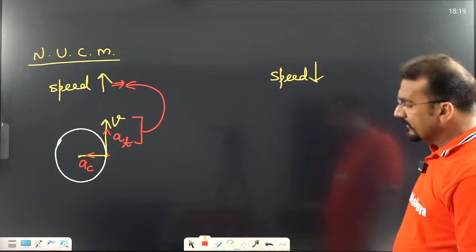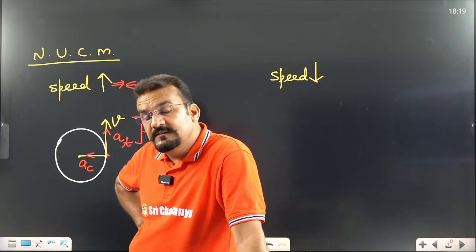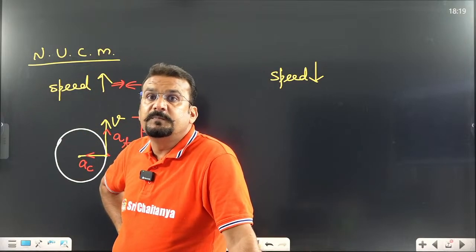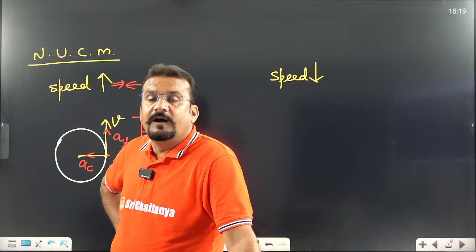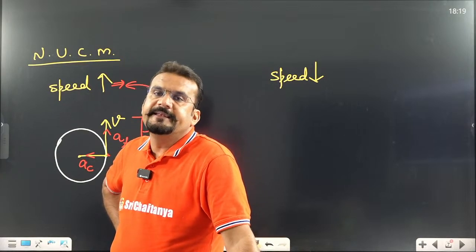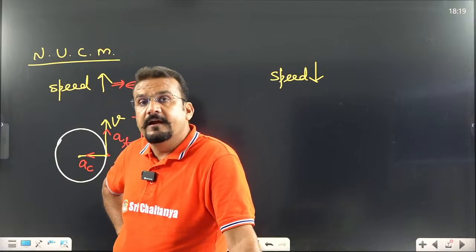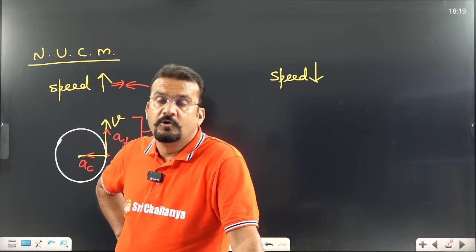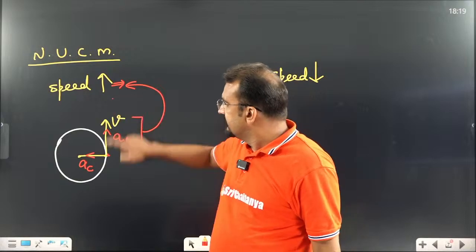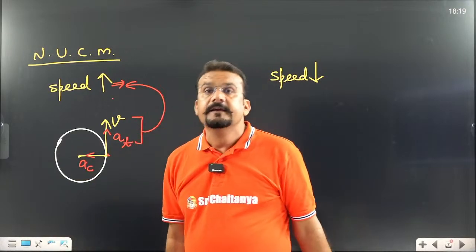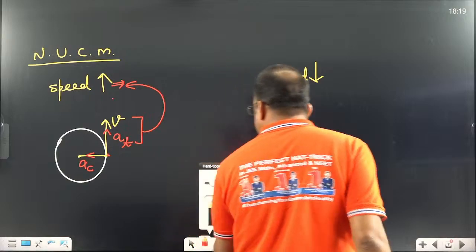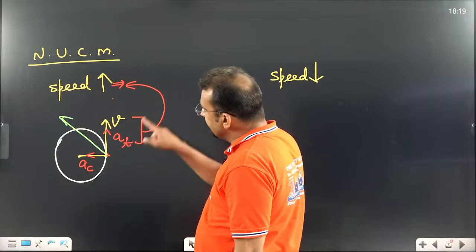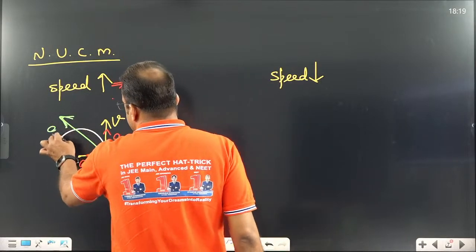Yes or no? So what type of question is asked in your exam? Whenever speed increases, what is the angle of net acceleration with velocity, whether it is an acute angle or an obtuse angle? Are you getting my point? This type of question is being asked. Then how to judge this? We know speed increases, V and AT are in the same direction, and this is AC. I am asking about net acceleration. Net acceleration is in this direction. Net acceleration is basically the resultant of AT and AC. So this is net acceleration.